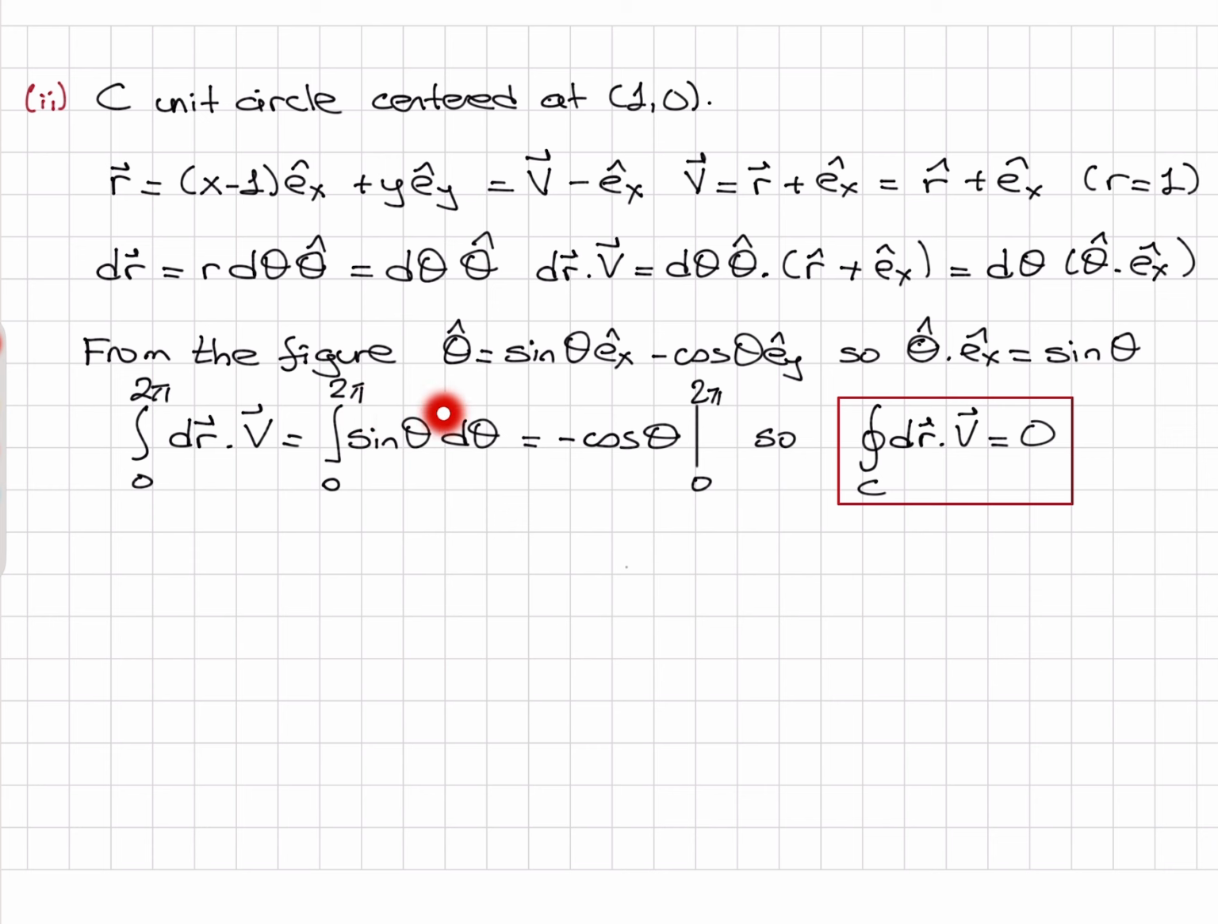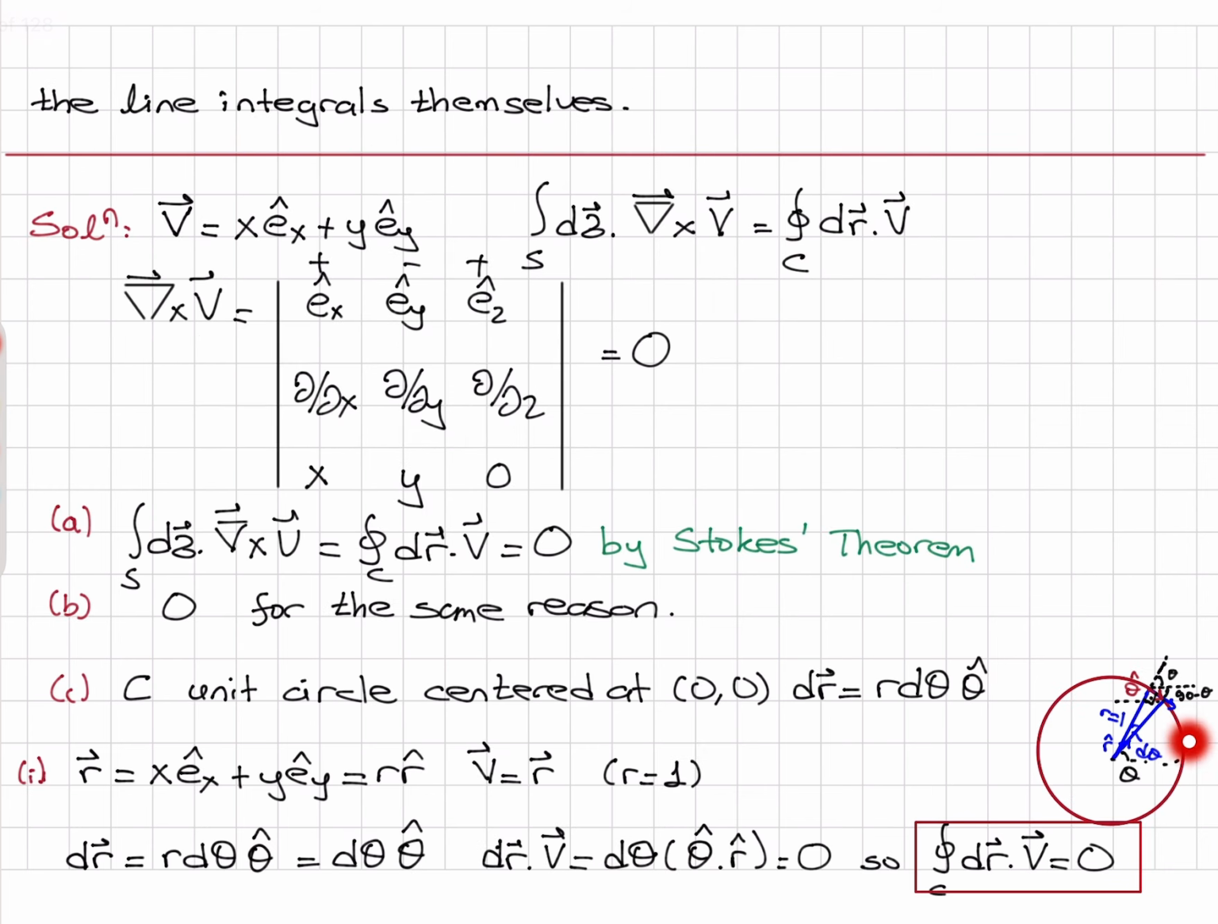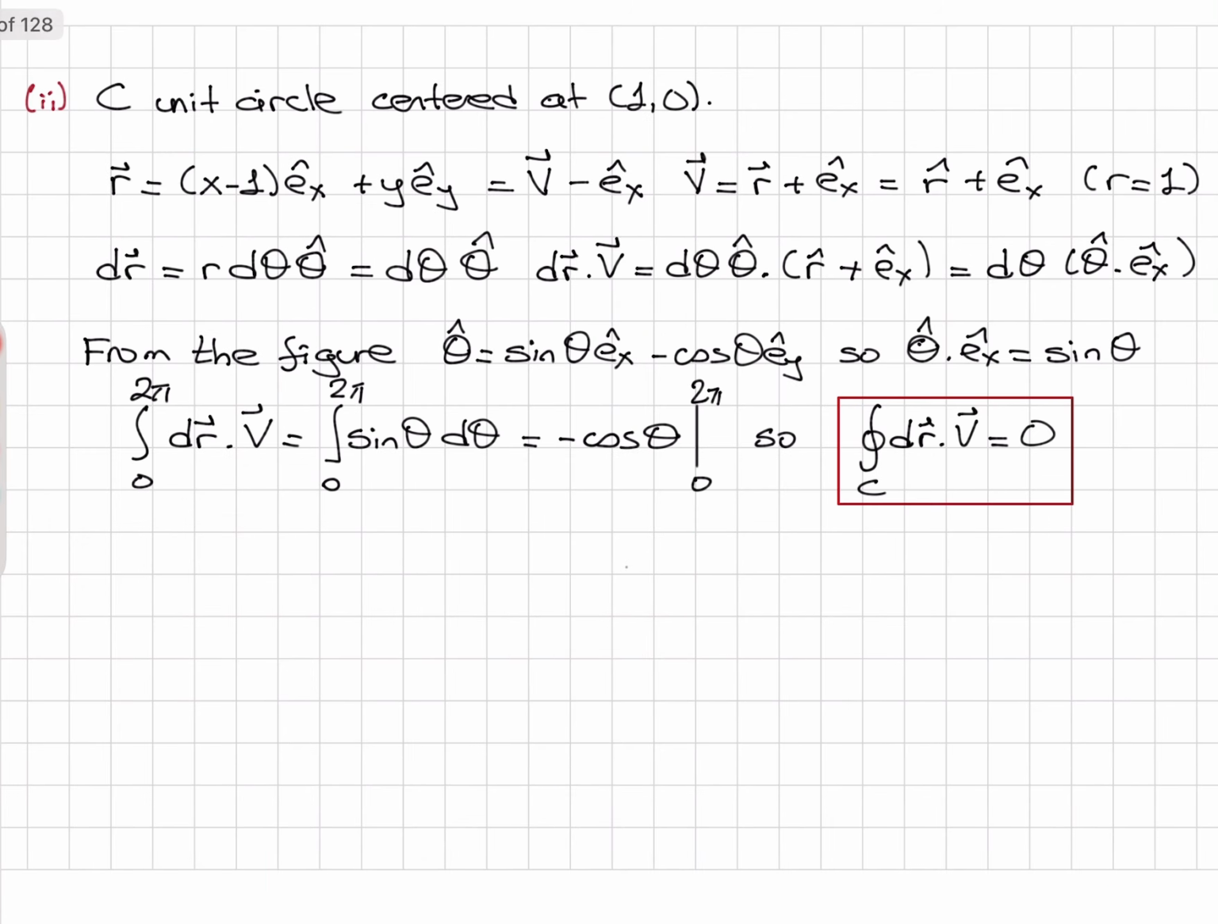Sine theta integrated over the angle 0 to 2 pi for the complete contour here is basically 0 because cosine is a periodic function with period 2 pi. So we find that the closed path integral dr dot v should indeed be 0.